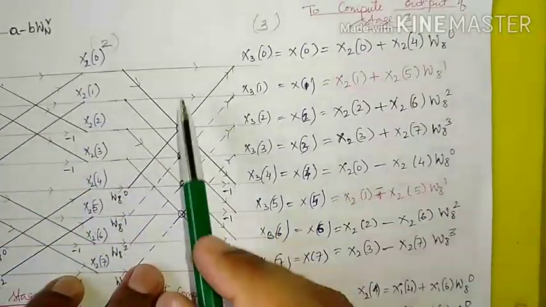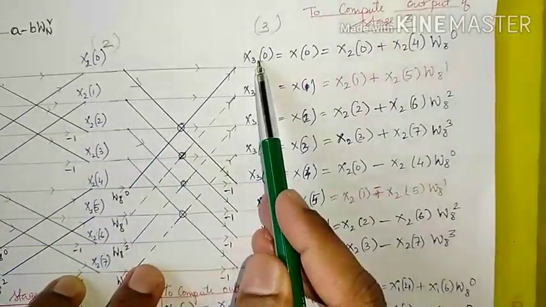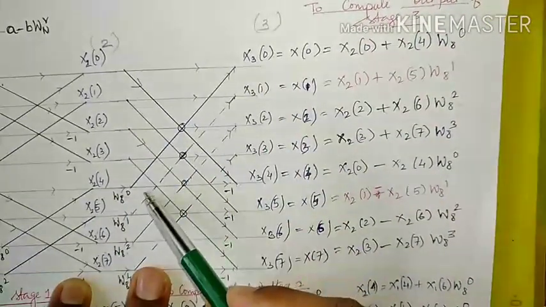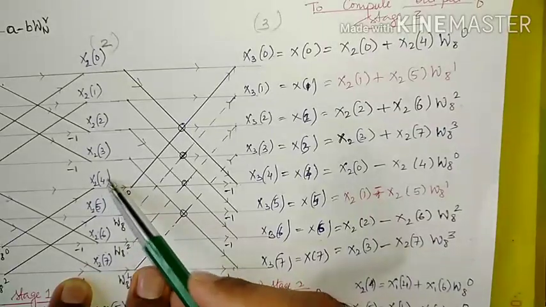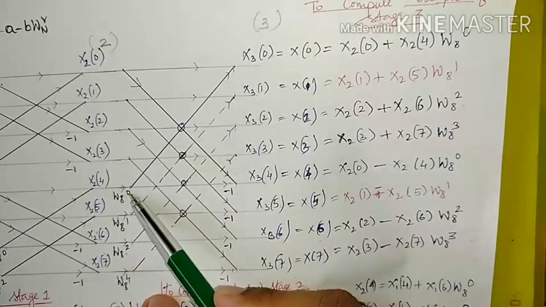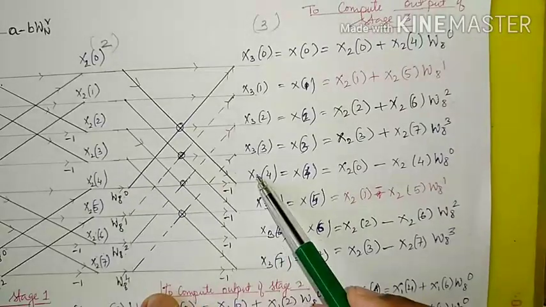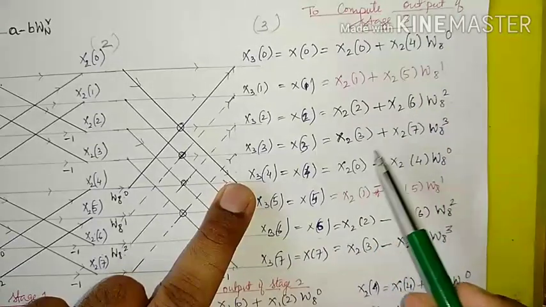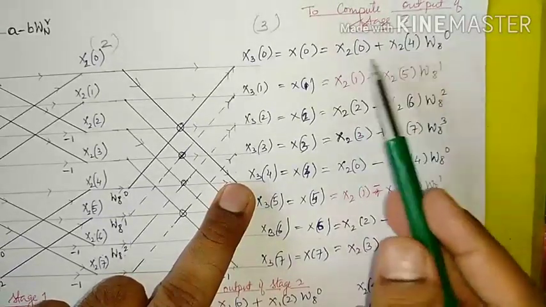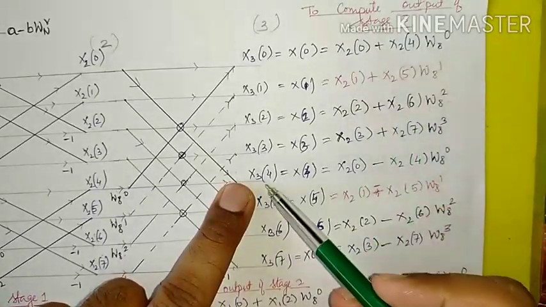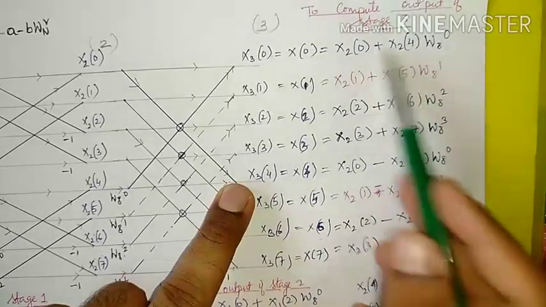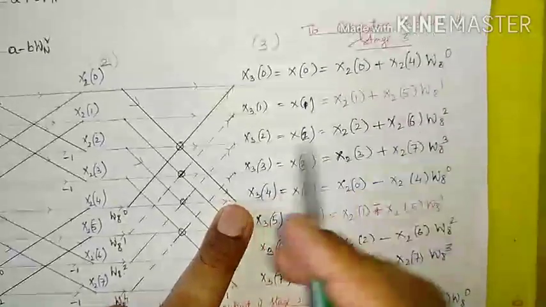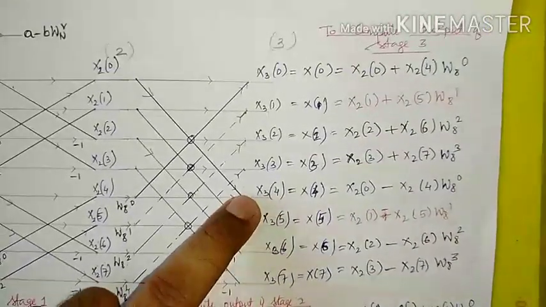Again stage 3. For x3 of 0, you are going to write x2 of 0 plus x2 of 4 into W80. And in order to write x3 of 4, you just need to change the sign to minus. So x3 of 4 is x2 of 0 minus x2 of 4 into W80. In a similar way you can write the output equations for stage 3.